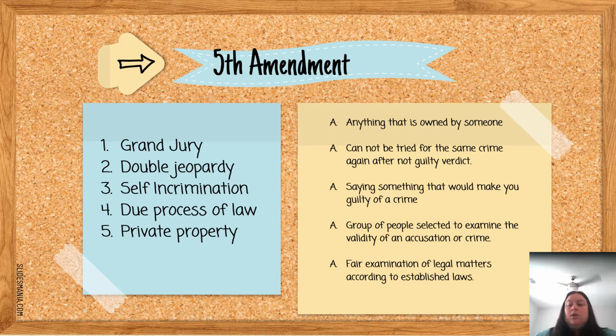So anything that is owned by someone, well, we know that that's private property. Cannot be tried for the same crime again after a not guilty verdict. That would be double jeopardy, right? As teachers, we should know the answers to these, but you could either read grand jury and then see if one of the students can find the right definition, or you can flip it where you read the definition and then see if the students can find the word that would match up to that. This way you're getting different thinking involved. Now you're starting to get students involved in the conversation. Also through the other slides, make sure you're answering questions if students have questions.